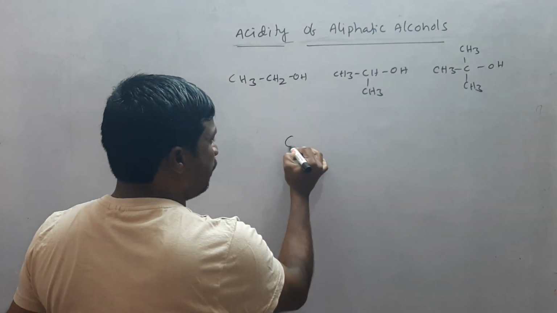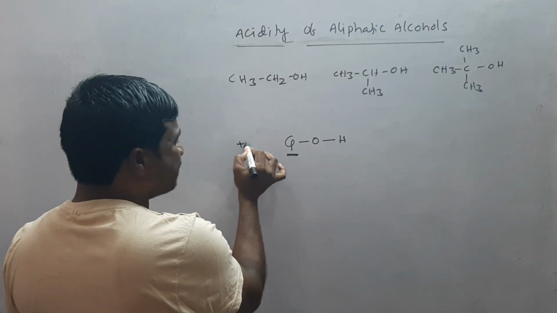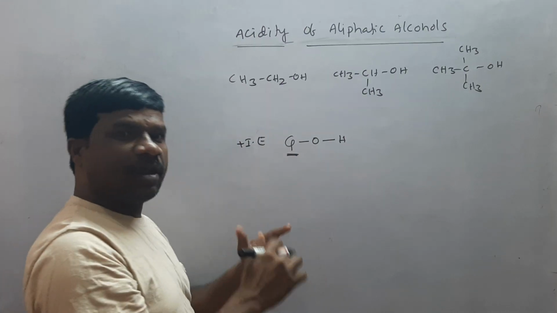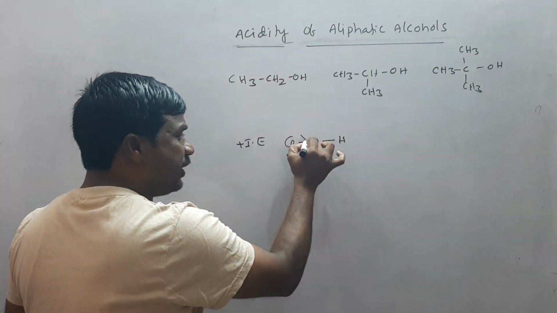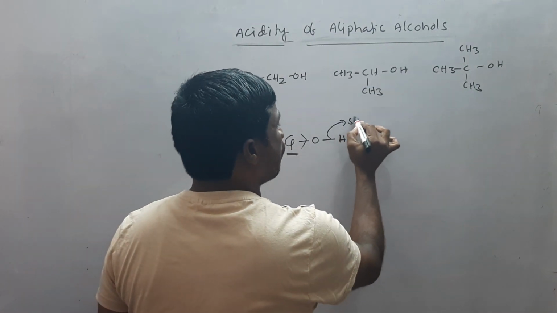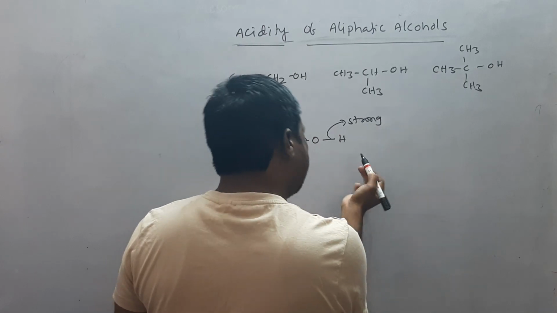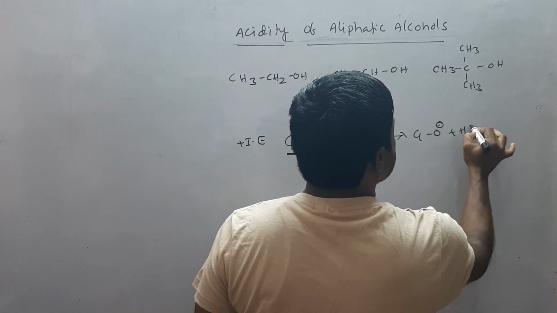For example, here a group with OH. If it is a plus I group, it means an electron releasing group. So it donates electrons towards the oxygen, and this bond is very strong. So it also loses the H plus ion, but compared to this one, less easily.